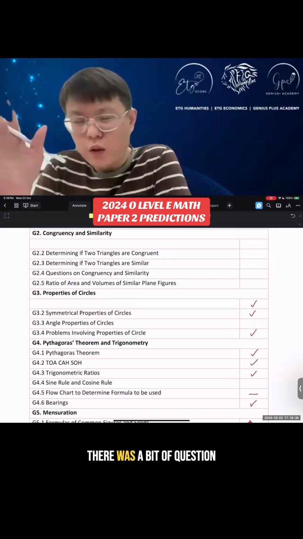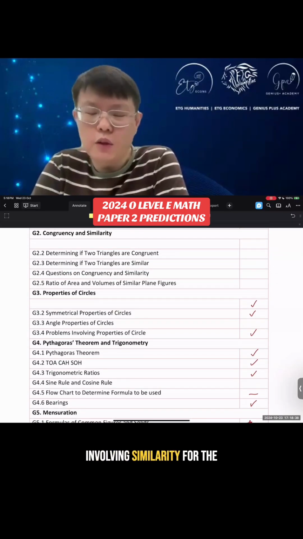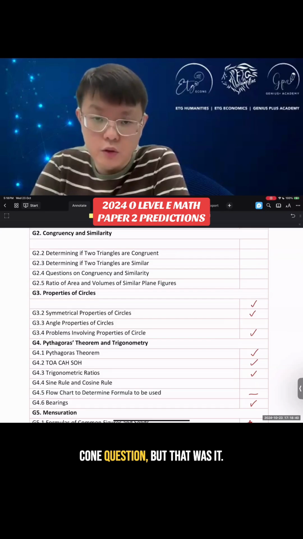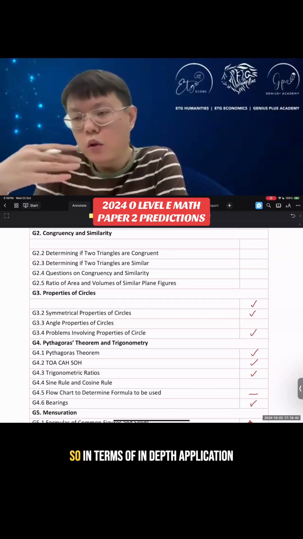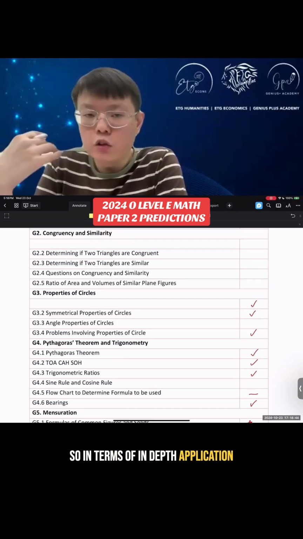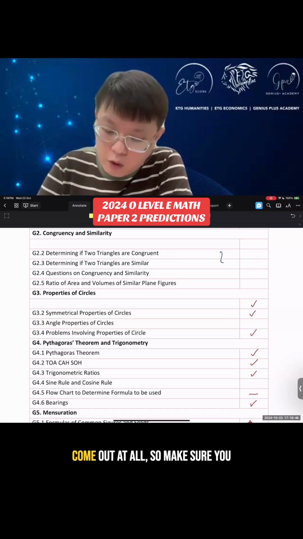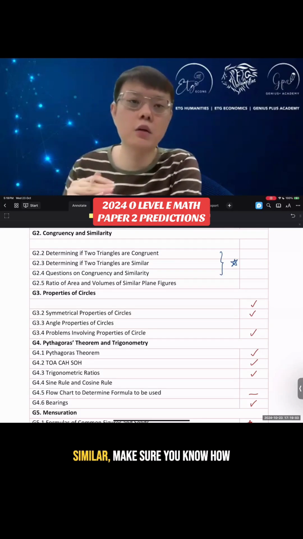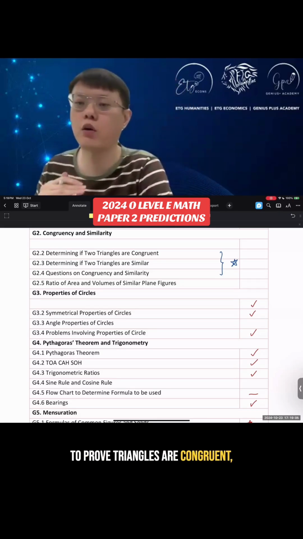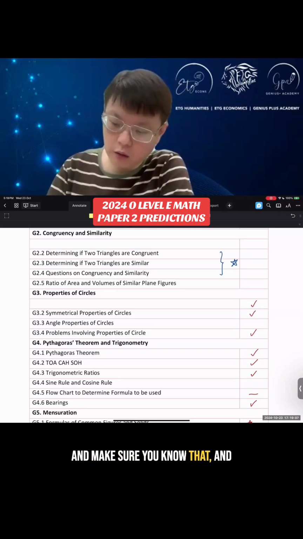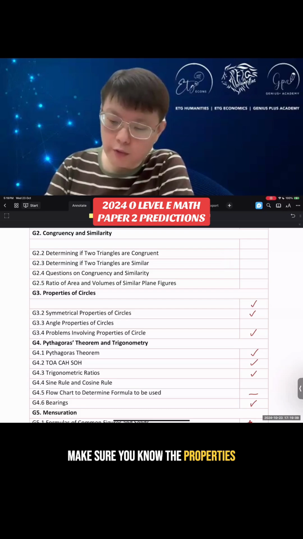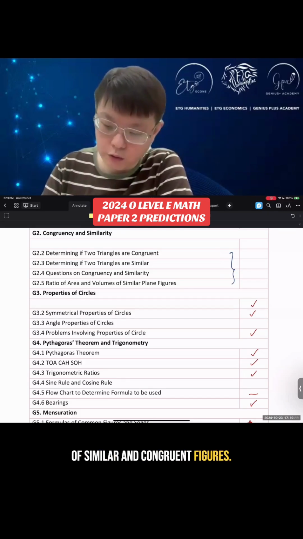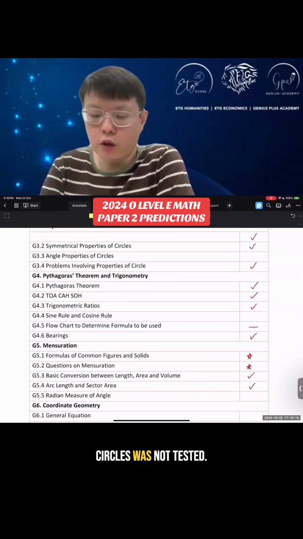Similarity and congruence. There was a bit of question involving similarity for the cone question, but that was it. So in terms of in-depth application, similarity and congruence did not come out at all. So make sure you know how to prove triangles are similar. Make sure you know how to prove triangles are congruent. And make sure you know the properties of similar and congruent figures.